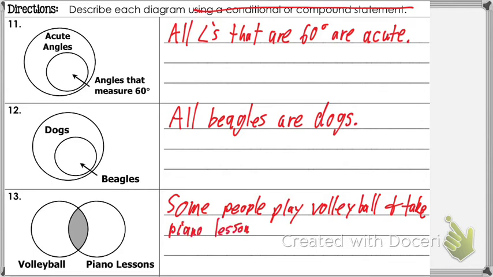So we're interested in the people that do both. The "and" there. Notice my word "and" is important. "And" is important there, okay? Let me even highlight it in a different color. "And" is important because we're talking about just the overlap here, okay?